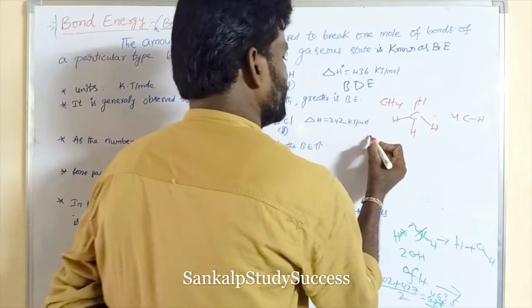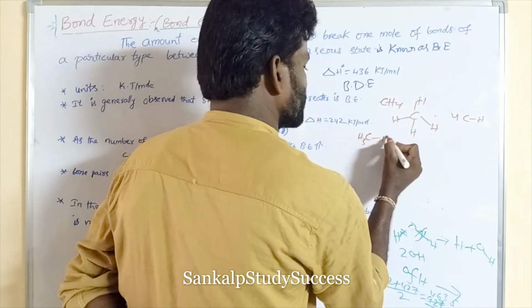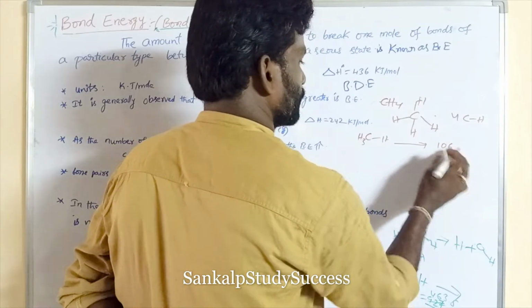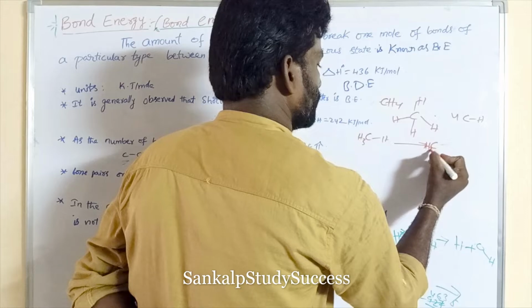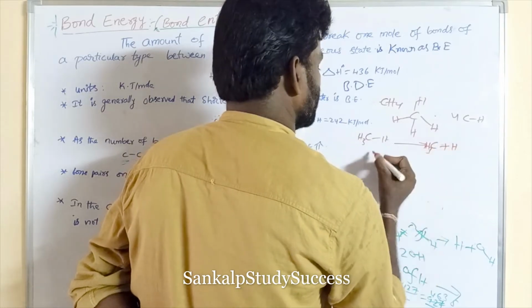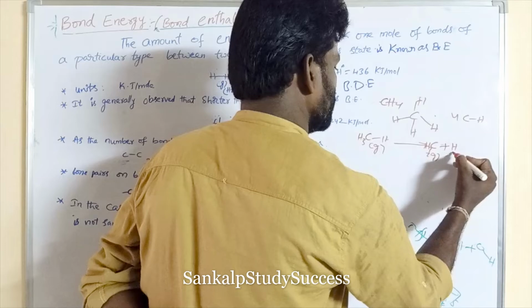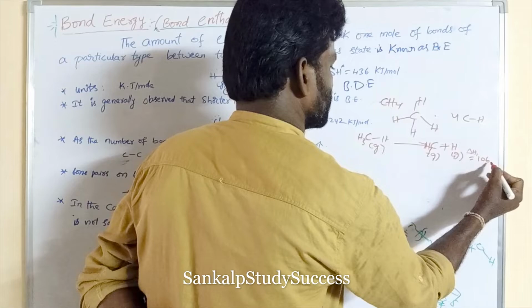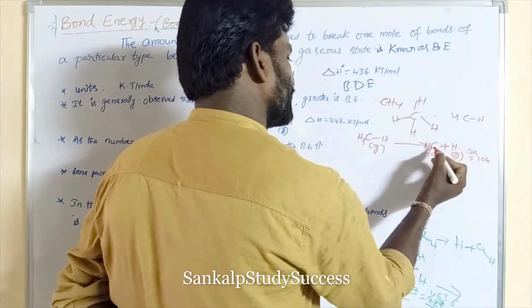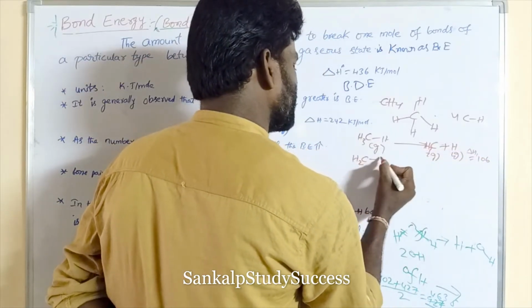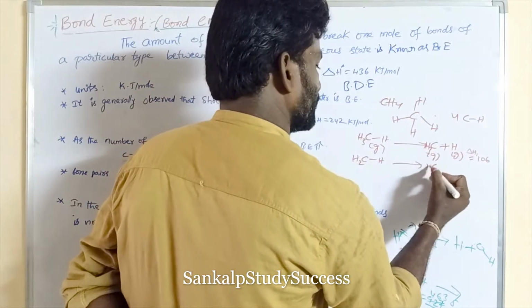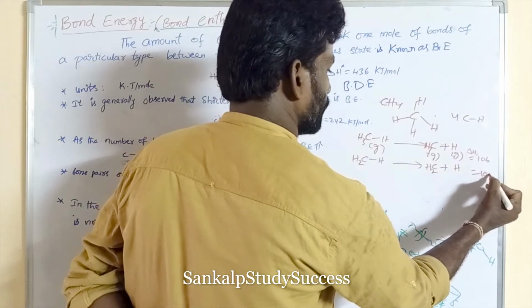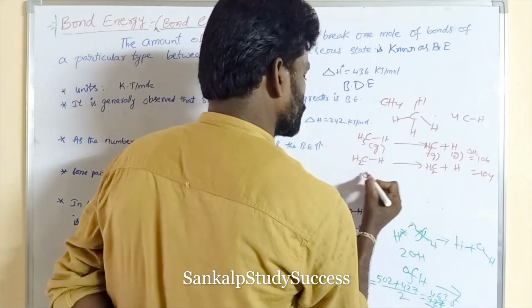Suppose we take CH3–H, that is CH4. Its bond dissociation energy is 106 kilojoule per mole. So it breaks down into CH3 plus H, present in gaseous state. Delta H1 can be taken as 106. Now CH3, written as CH2–H, is converted to CH2 and H. Here it is 104, and again we take CH2.